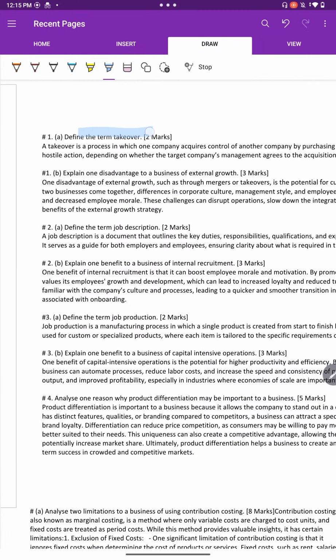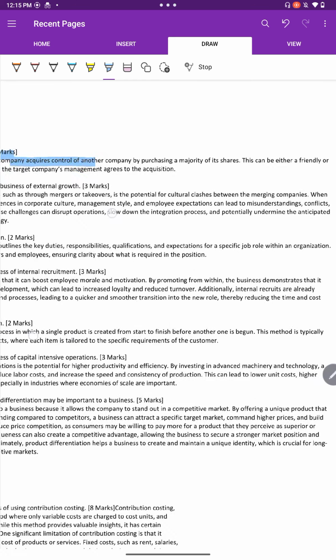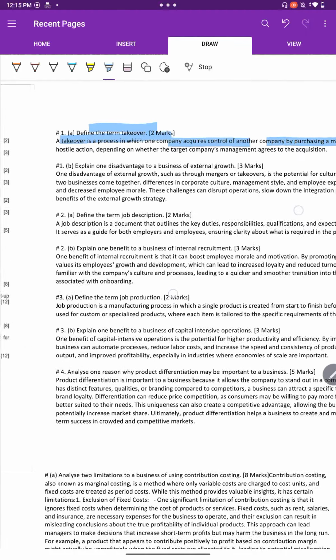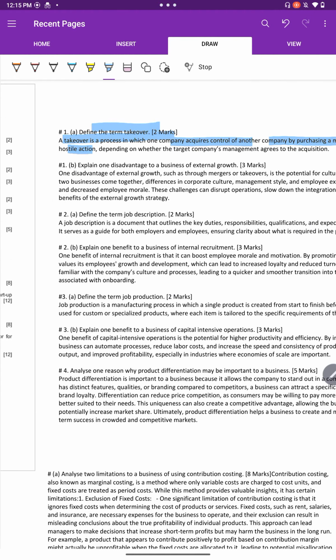Define the term takeover. So a takeover is a process in which one company acquires control of another company, purchasing a majority of its shares, and this can be either a friendly or hostile action, depending on whether the target company's management agrees to the acquisition. Second one would be explain one disadvantage to a business of external growth.